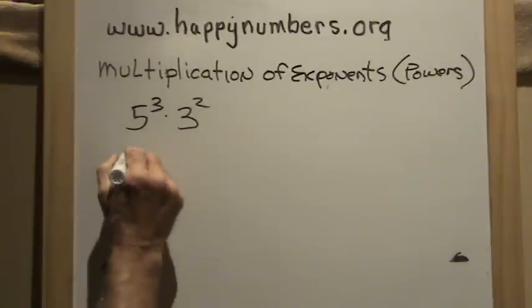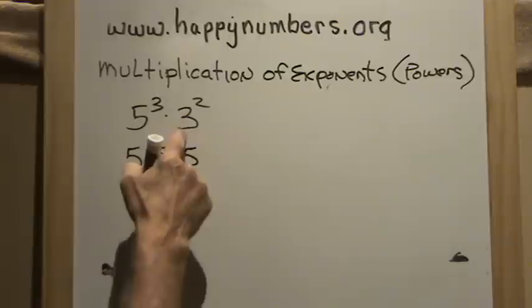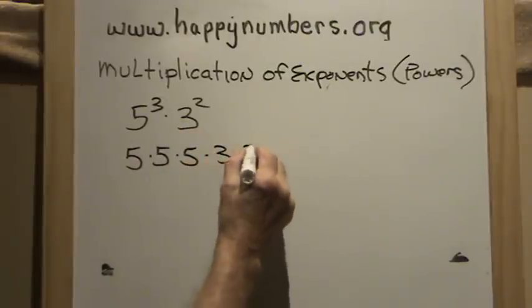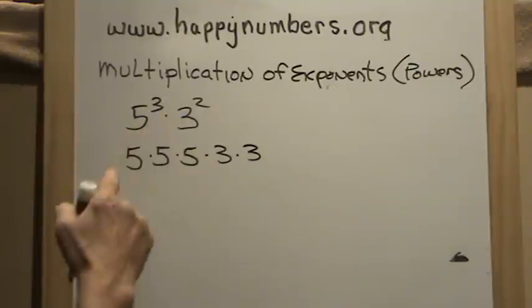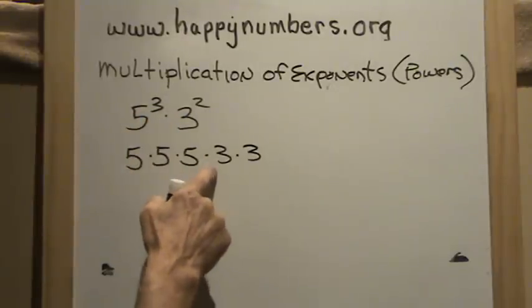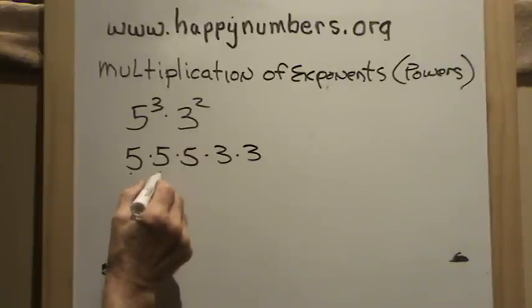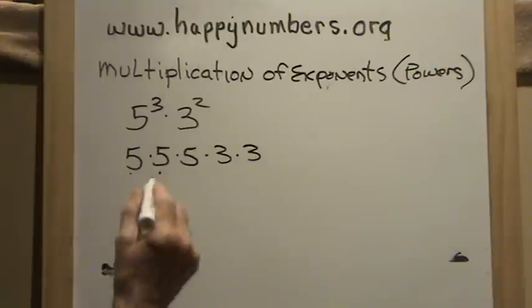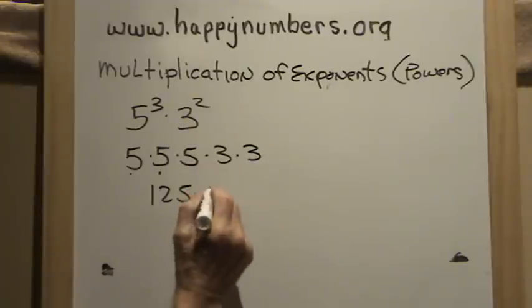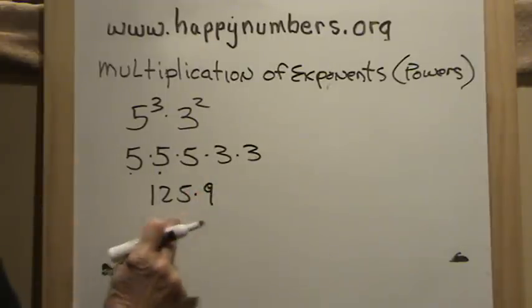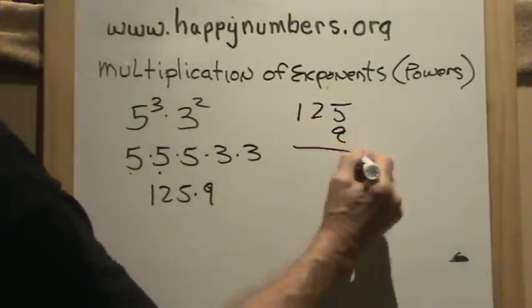5 to the third is 5 times 5 times 5. 3 to the second power is 3 times 3. So we have 5 cubed times 3 squared. Well, now we multiply. 5 times 5 is 25, and 25 times 5 is 125. And now 3 times 3 is 9. So now we have to multiply 125 times 9.